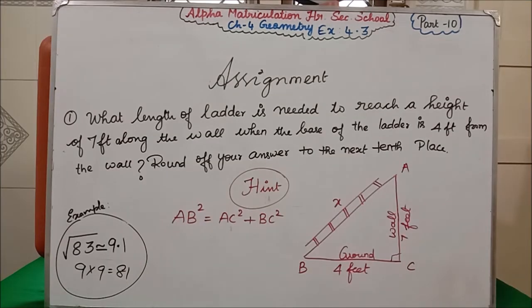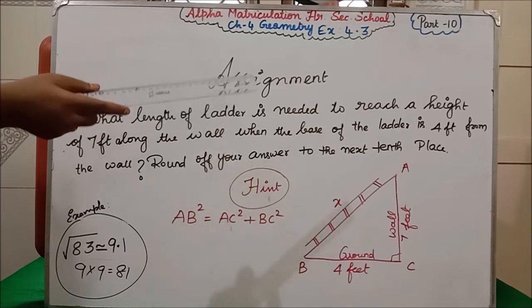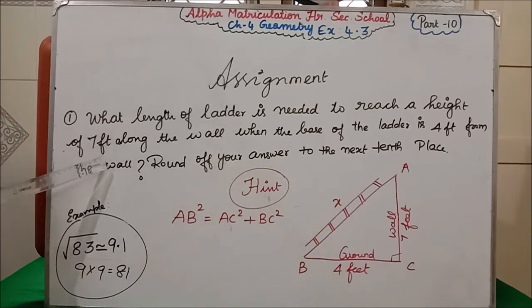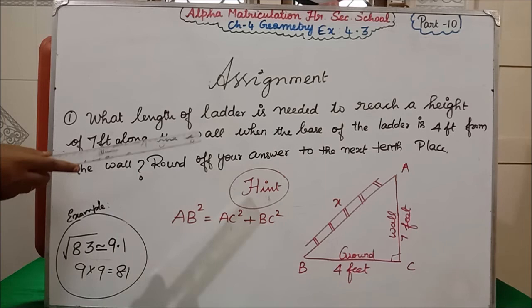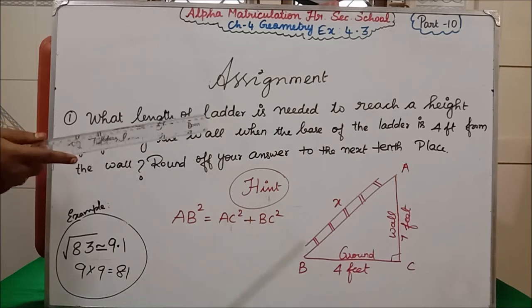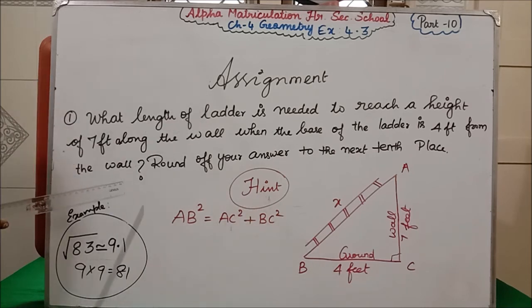Students, this is your part 10 assignment. In that part 10 video, you are going to get only one problem as an assignment. Now I am going to explain this first problem. What length of ladder is needed to reach a height of 7 feet on the wall when the base of the ladder is 4 feet from the wall? Round off your answer to the nearest tenth place.